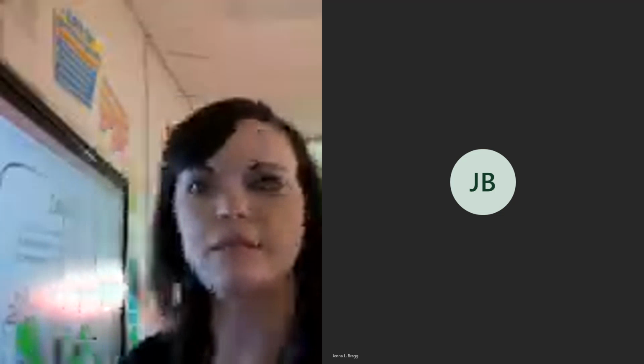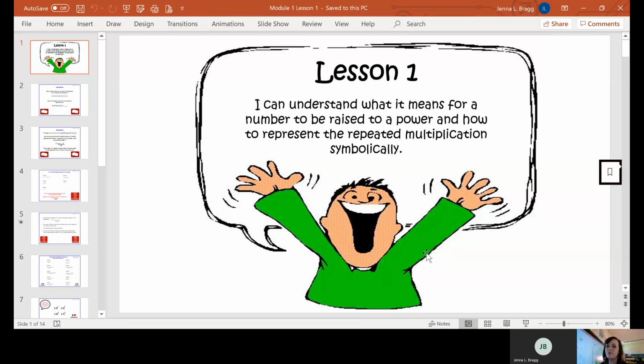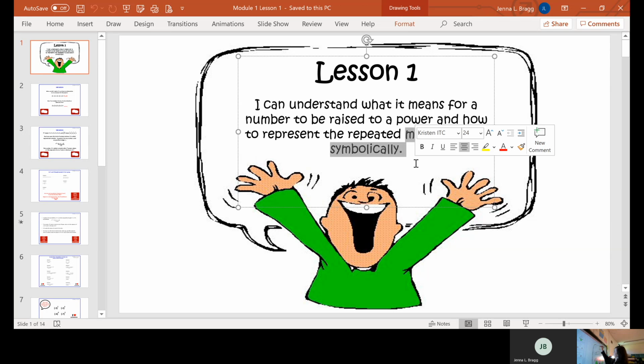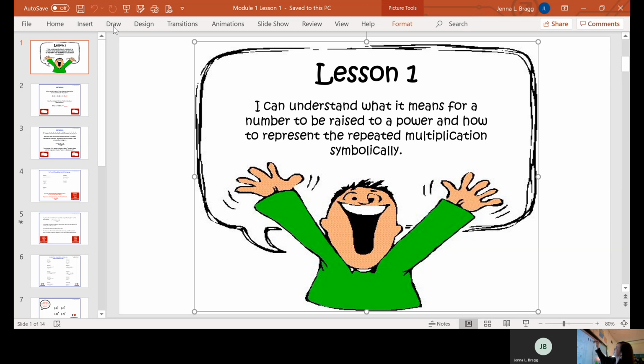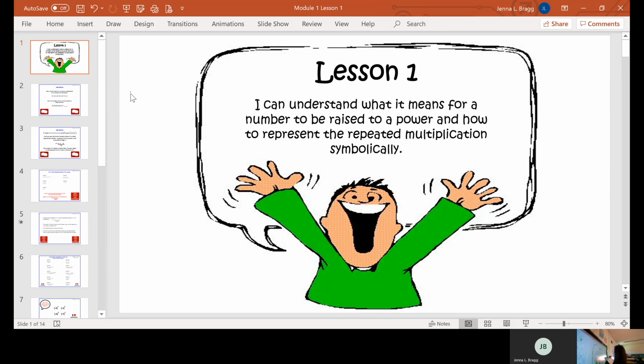All right, lesson 1. I can understand what it means for a number to be raised to a power and how to represent the repeated multiplication symbolically. That's just a bunch of fancy words that mean today we're going to use exponents.